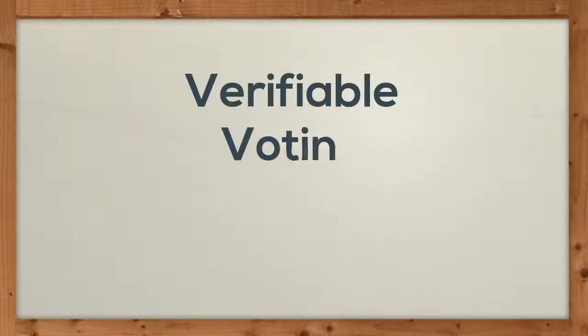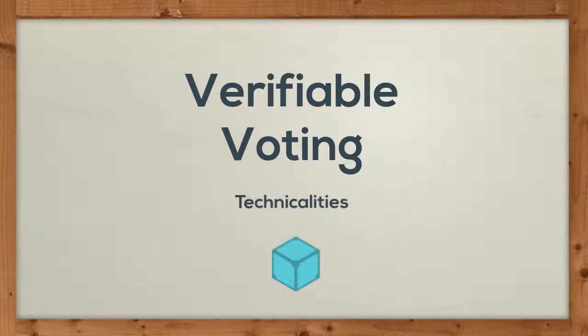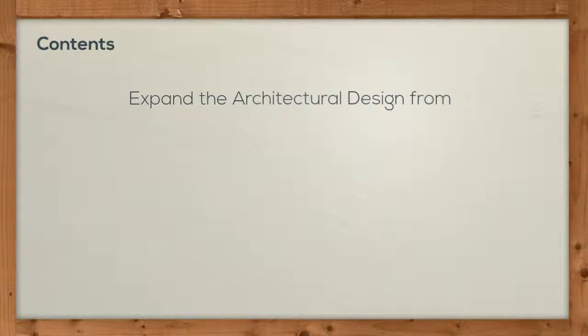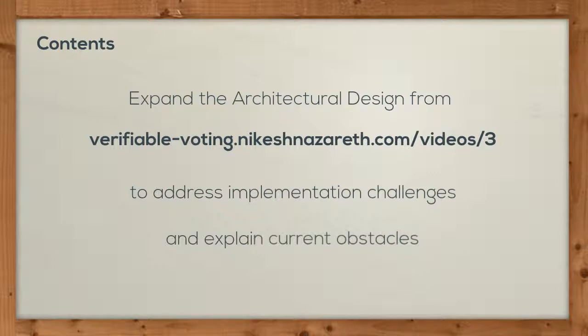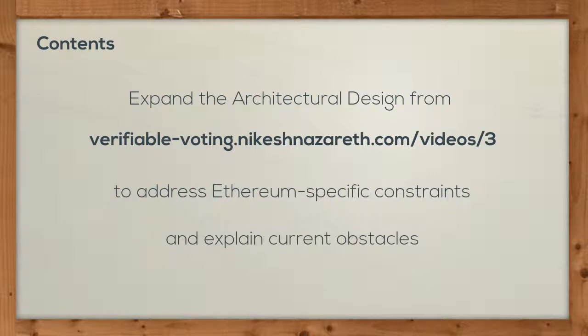Welcome! This is the fourth and final video in this series, where we will cover some technicalities of the verifiable voting scheme. The previous videos explained how the system works conceptually. This one describes some implementation challenges, including why the system is not yet operational. In particular, there are two important constraints of the Ethereum blockchain.